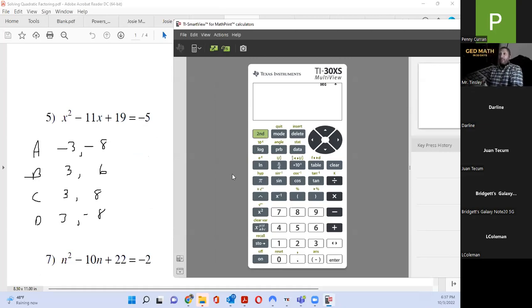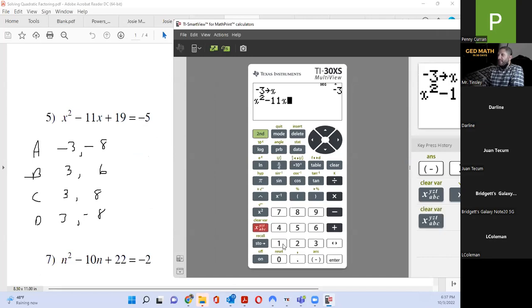So I'm going to go here and I'm going to plug them in. Minus 3, store x. And I'm going to plug it in. X squared minus 11x plus 19. When I hit enter, what should I get? Minus 5. If I don't get minus 5, that means minus 3 is not a solution. So I'm going to hit enter. Did I get minus 5? No. So I know right away, I don't have to check the second one. I know minus 3 is not even an option.